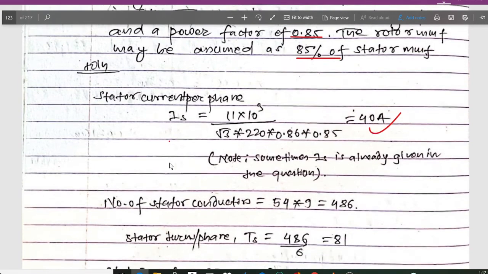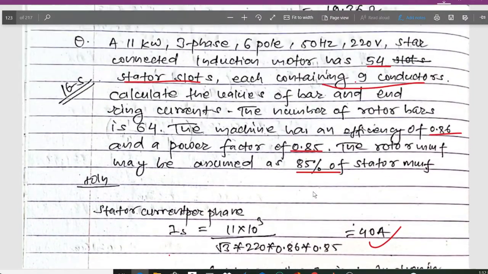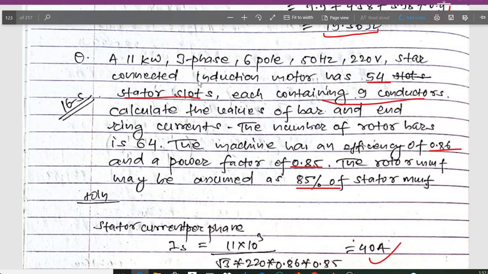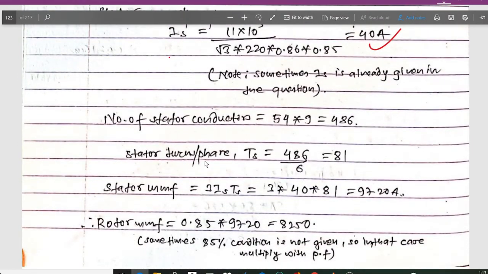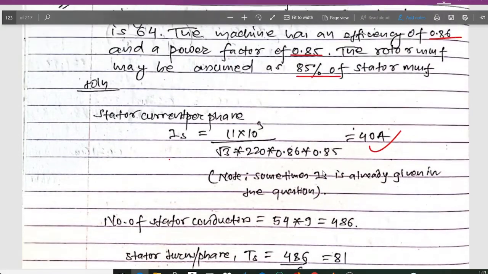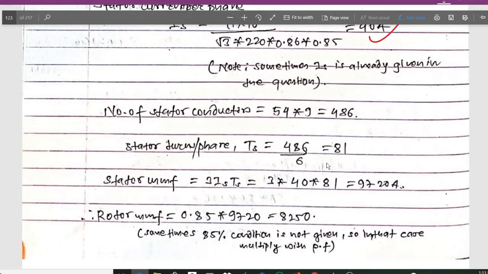Now the number of stator conductors will be 54 into 9, that is 486. You can see in the question: 54 stator slots, each containing 9 conductors, so 54 into 9 gives 486. The stator turns per phase, TS, will be 486 upon 6, where the number of poles is given as 6. So it will be 81.